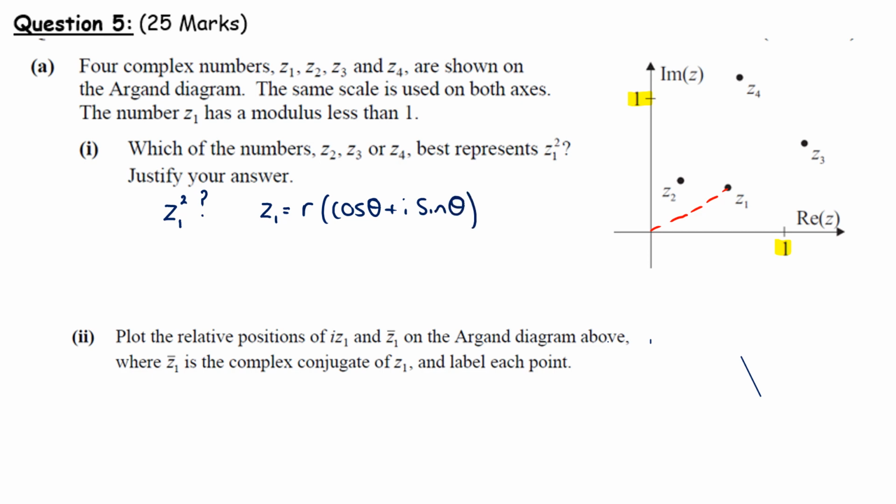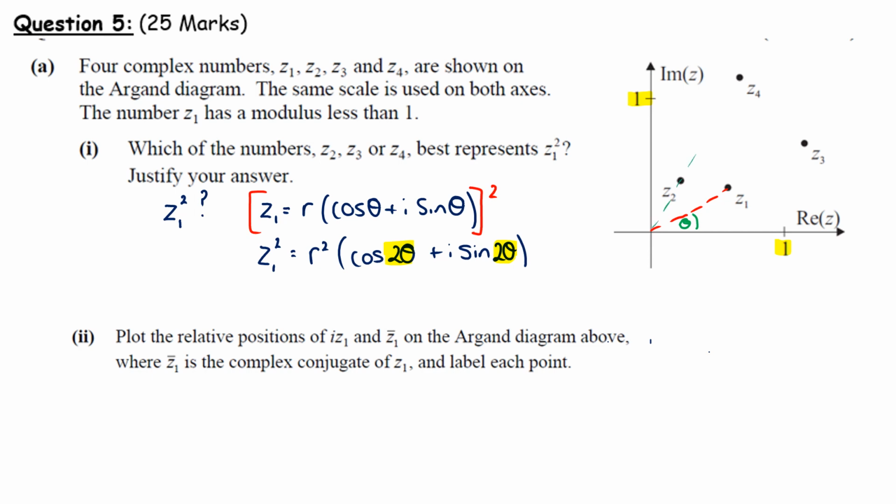And if I then go and decide to square that, using de Moivre's theorem, we'd have z1 squared equal to r squared (cos 2θ + i sin 2θ). So the modulus is squared and the angle is doubled. Focusing in on just the angle for a second, my angle is doubled, so I have 2θ. If this is my angle here, let's say that's θ, 2θ is going to bring us up this direction.